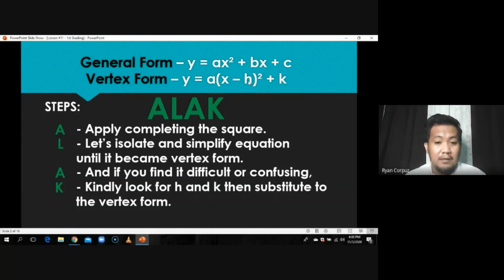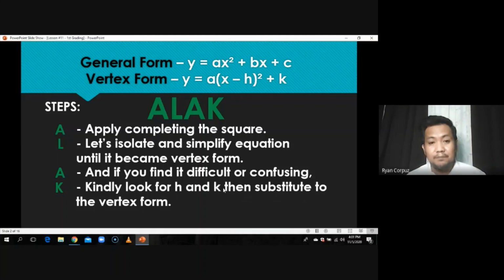So we already know we are on vertex form because we already found the vertex of it. So how do we get the vertex? Let's find out how to get the H and K that we are talking about. So again, these steps tell us that there are two ways to transform the general form of the quadratic function to vertex form. The first one is with the use of completing the square. The second one is by using the H and K to transform it into vertex form.